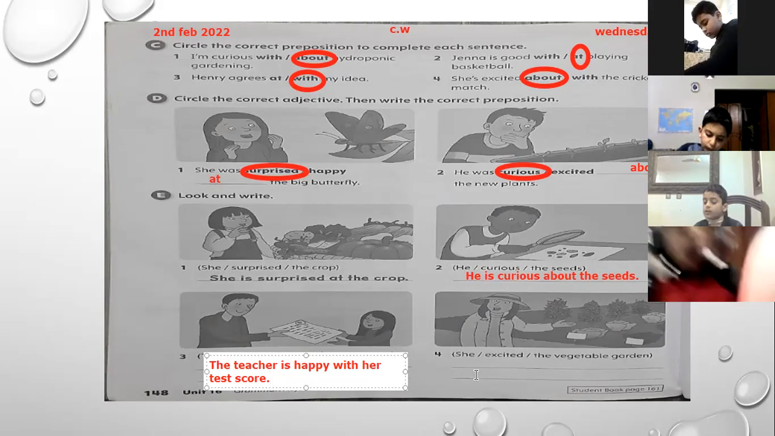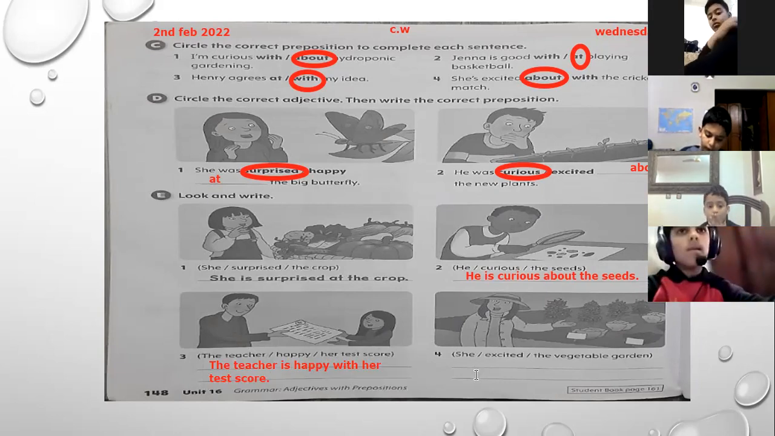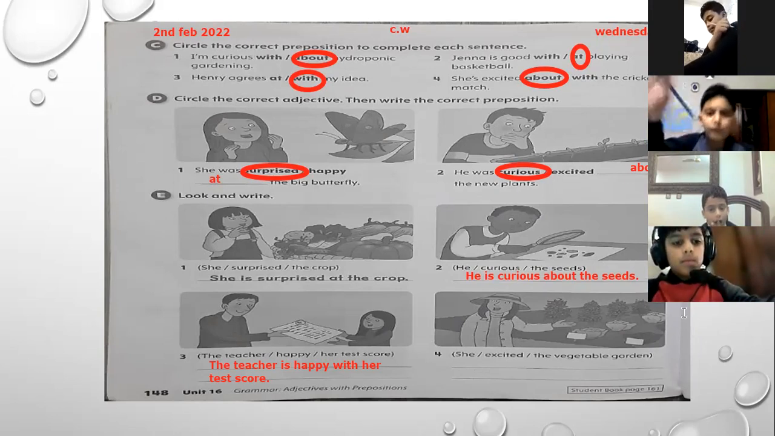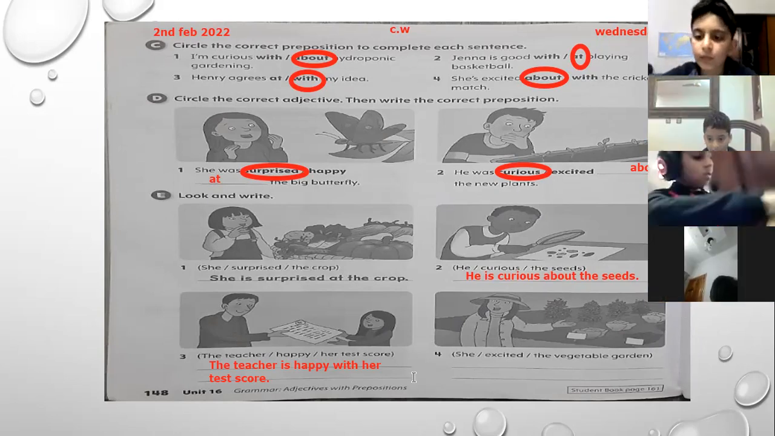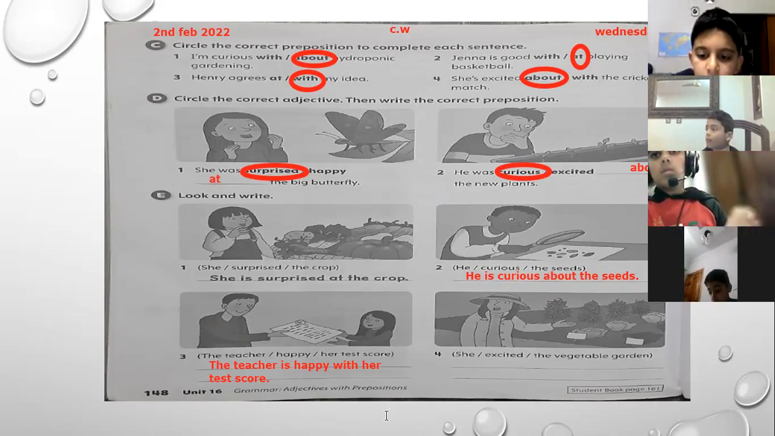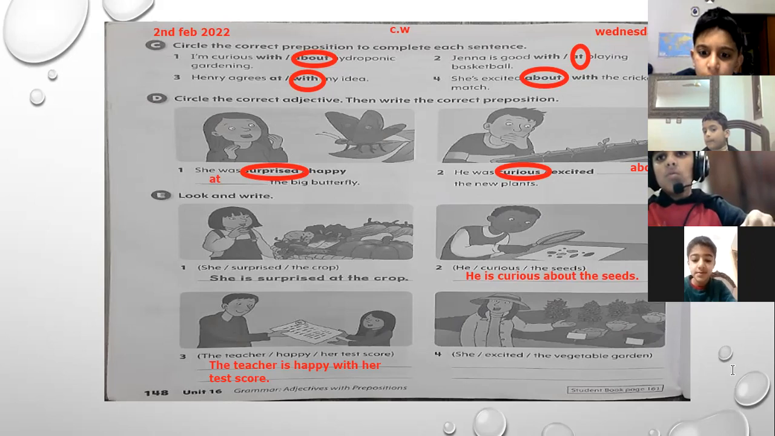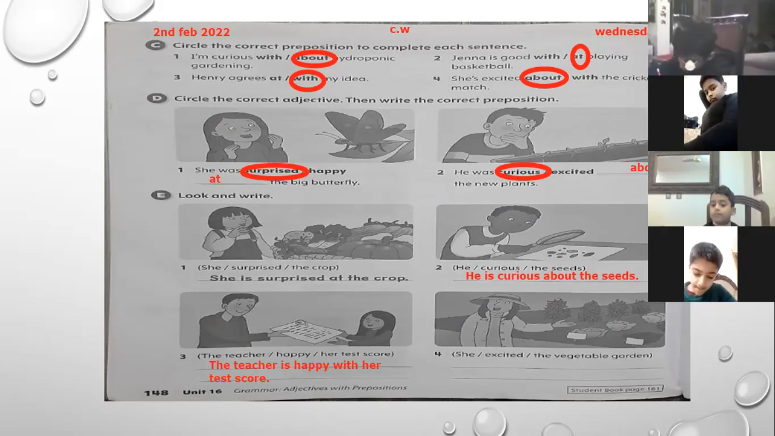Okay, students, last sentence of today's work. She excited the vegetable garden. Yes, Saad Alam will tell me. She is excited the vegetable garden. So which preposition will be used here, Saad? She is excited. She is excited with. No. Okay, Waleed will tell me.